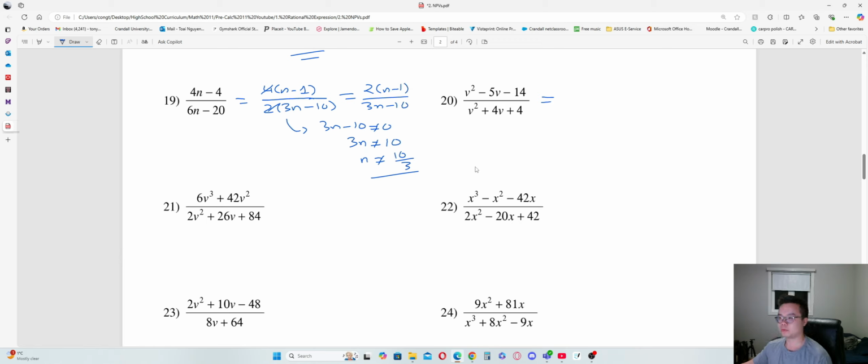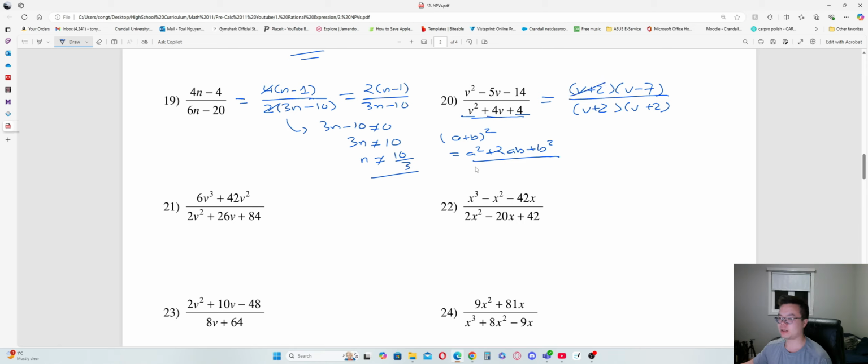When you factor the numerator, you will have v plus 2 and then v minus 7 over v plus 2 and then v plus 2. This is a perfect square trinomial, because a perfect square trinomial is a plus b squared equal to a squared plus 2ab plus b squared. So perfect square, half of 4 is 2. When we add 2 and 2 together, we still have 4, so they are a perfect square trinomial.